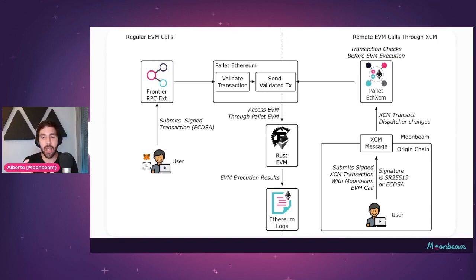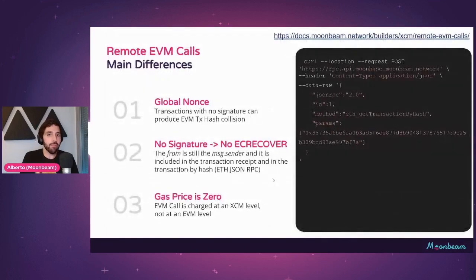And so basically the transaction that the Pallet Ethereum XCM constructs is not signed. It doesn't have a signature, basically because it's trusting that the origin controls the private key, right? And so there are some differences, as you would have noticed from the diagram before, between one and the other.